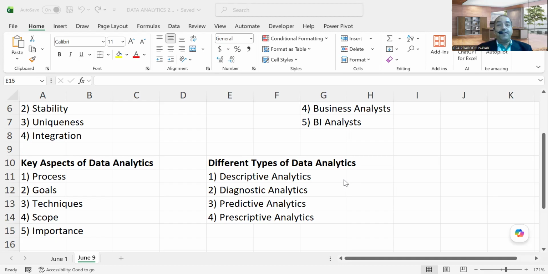So the questions that are answered: descriptive analytics means what happened in the past. Diagnostic analytics means why did it happen? What is the cause? What is the reason? Predictive analytics means what will happen in the future? Prescriptive analytics means what should be done about it? Right? So when these four things are there, we have the complete different types of analytics: descriptive, diagnostic, predictive, prescriptive.